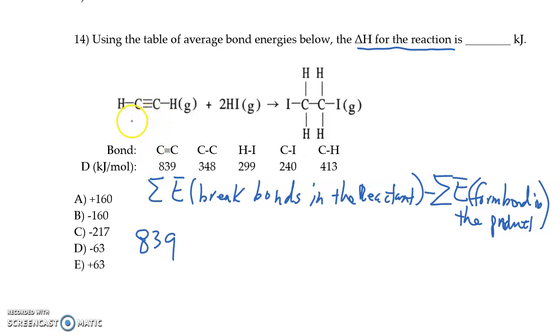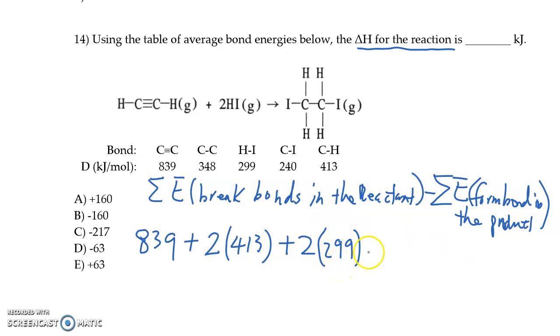Okay, what else should we break? We should break this CH bond. So the CH bond is over here. So plus, we need to break 2 of the CH bond, that's 413. Okay, what else do we need to break? We have 2 of this, HI. So we have to break 2 of the HI bond, that is 299.